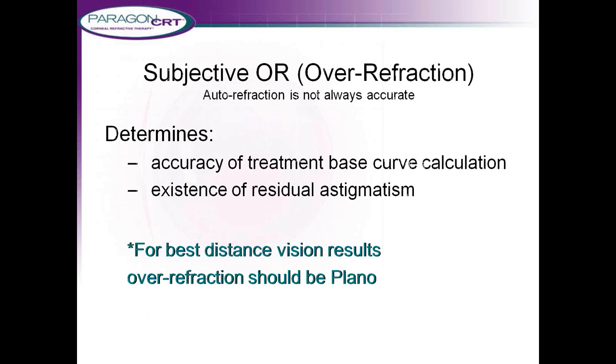Why over-refract with the lenses on? Simple. It verifies that the base curve is correct and if there is evidence of residual astigmatism coming through with the lenses on. The desired over-refraction result should be plano. One word about auto-refraction, and that is that it is not very accurate for doing refraction with the lenses off. You will most often see more astigmatism through an auto-refraction than you would subjectively.